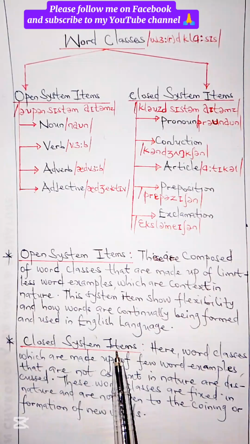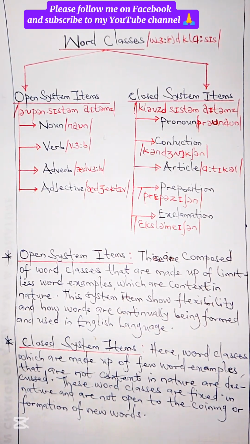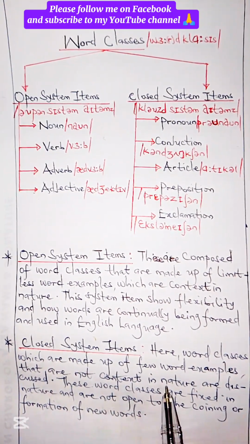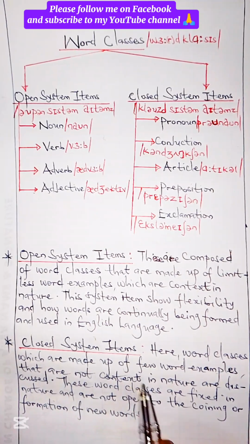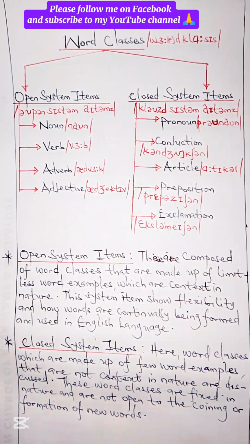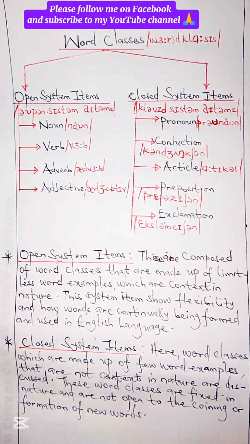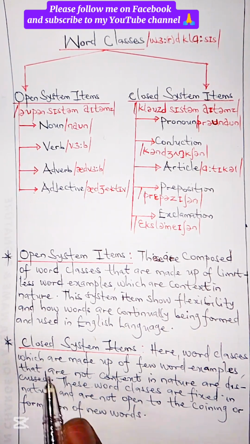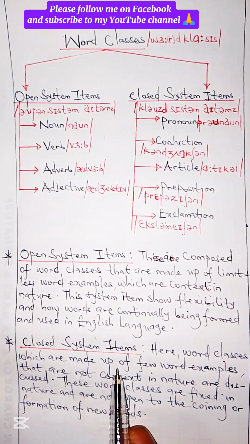So when we talk about closed system items, we are talking about a limited number of words, and they are not even open to the formation of new words. And also, when you look at the words that we have under the closed system items, these words are not context words in nature. So when you have a sentence, for example, "is singing," "is" is not really the major word. The major word there is "singing." "Is" there is not the major word, although it's a verb, an auxiliary verb. But the major word that people focus on is the "singing" part of it. So that's why we call them the closed system items.